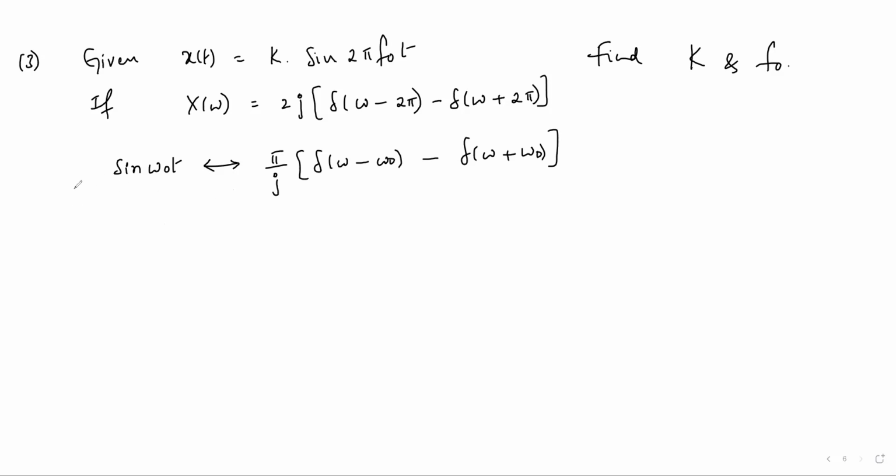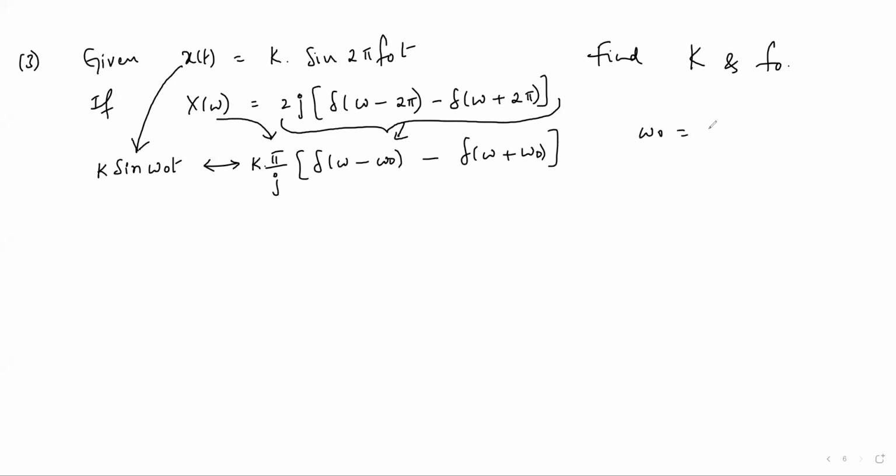From this, k sine 2 pi f naught t is 1, so we can multiply both sides by k. Then you can compare the given expressions. So this is x of t, this is x of omega, and this is nothing but equal to this one. Then what are the values of k and f naught?